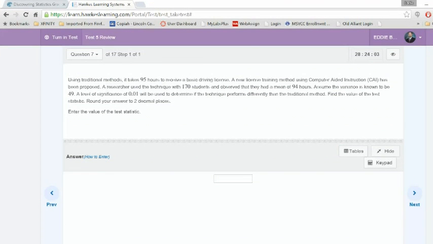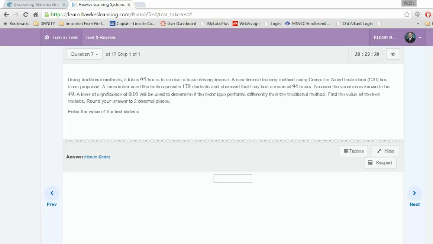It takes 95 hours to receive a basic driver's license. A new license training method using computer-aided instruction has been proposed. The researcher used the technique with 170 students and observed they had a mean of 94 hours. Wow, big difference, right? Assume the variance is known to be 49. A significance level of 0.01 will be used. Determine if the technique performs differently from the traditional method. Find the value of the test statistic. So that's all we want, the test statistic.